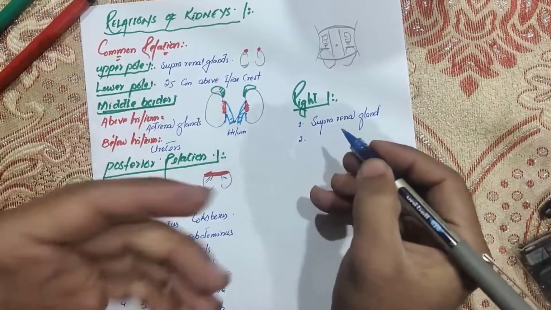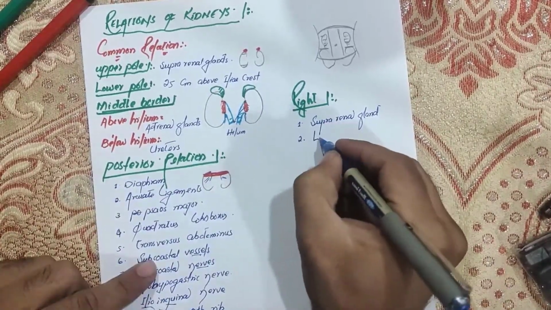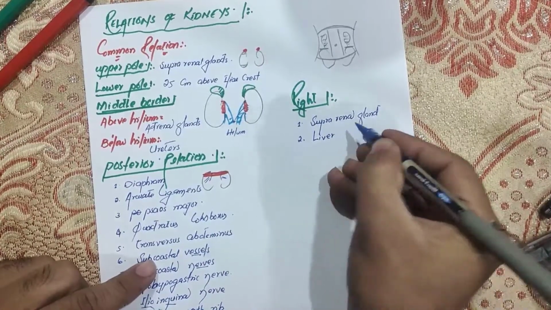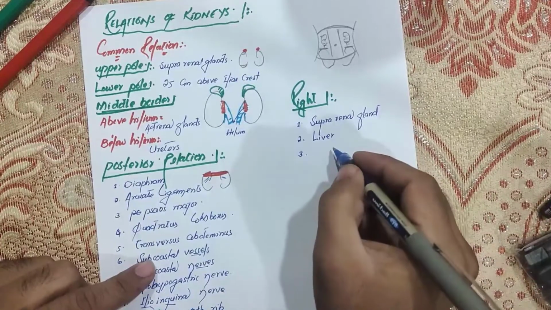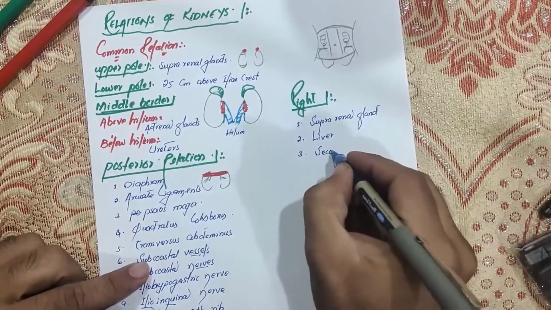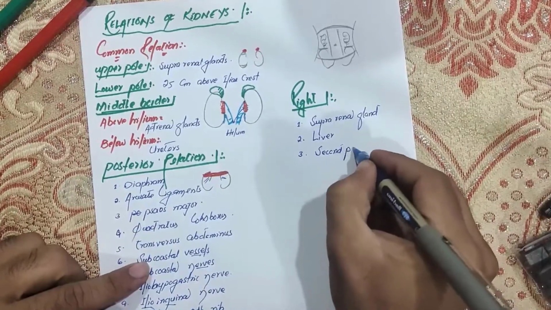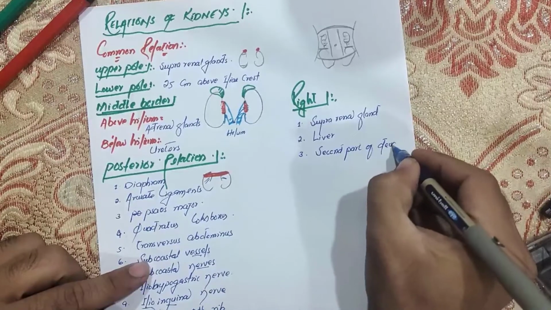Then the next structure found on the anterior surface of the right kidney is the liver, because the liver is not present on the left side, right? Then the third structure is the second part of the duodenum.